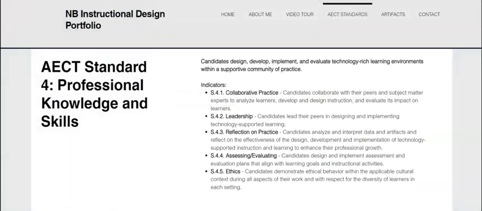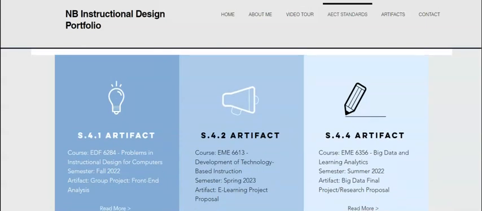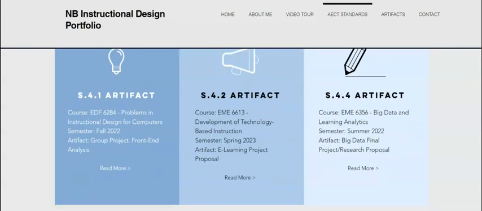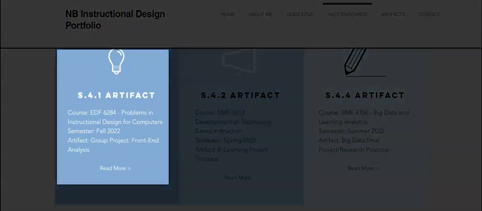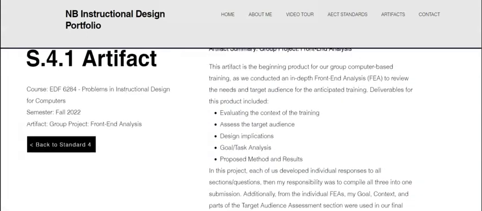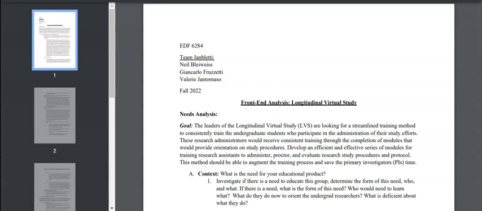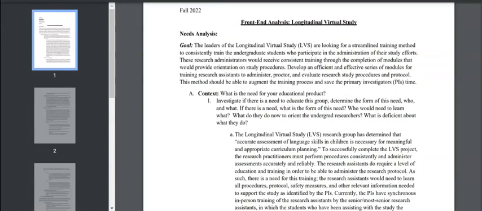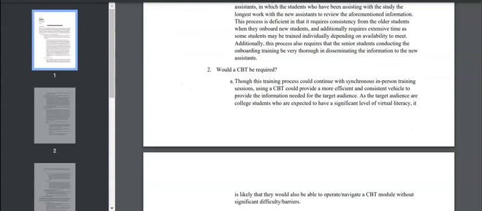To cover Standard 4, which addresses professional knowledge and skills, we'll look at my substandard artifact for 4.1, Collaborative Practice. Candidates collaborate with their peers and subject matter experts to analyze learners, develop and design instruction, and evaluate its impact on learners. For this artifact, I have included the Group Front-End Analysis, or FEA, developed in my Problems in Instructional Design for Computers course. The FEA was compiled as a group to evaluate the context of the training that we were to develop, assess the target audience, review the design implications, include a goal task analysis, proposed methods, and more.